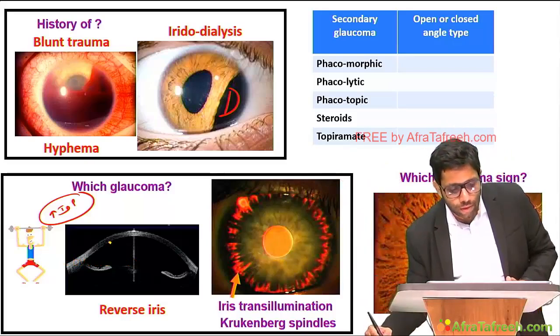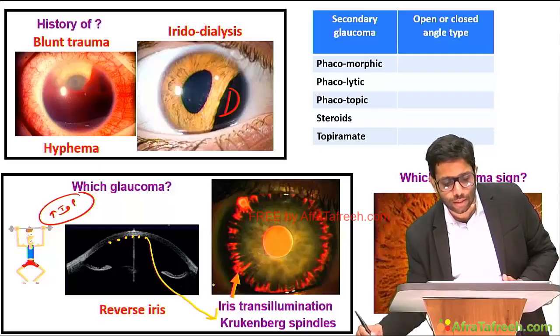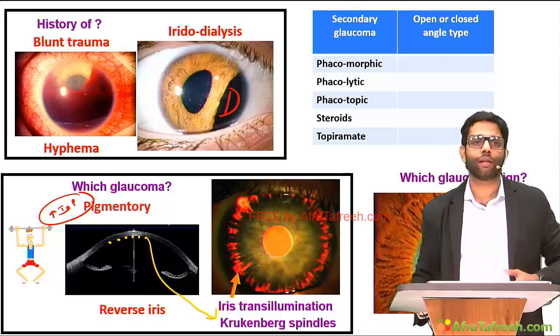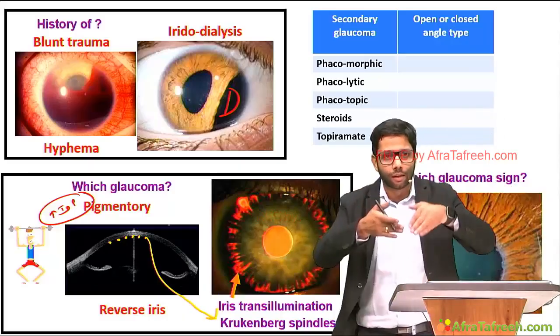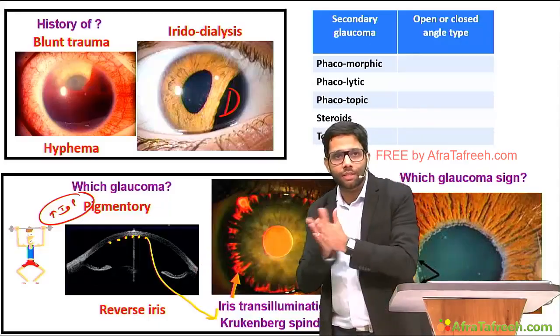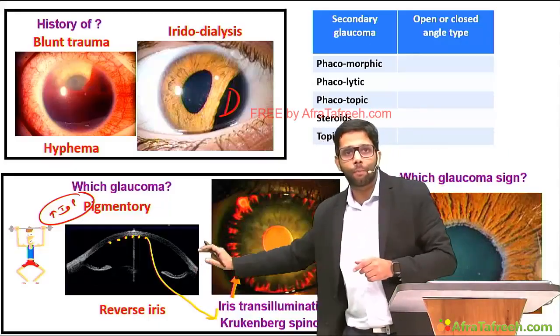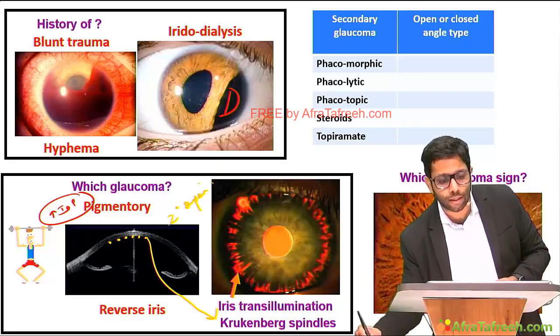Some iris pigment can stick to the periphery of the cornea, that is Krukenberg spindles. That is known as pigmentary glaucoma. Mostly seen in young males. High IOP after exercise. Reverse configuration of the iris. So during exercise, the zonules and iris rub against each other. Iris loses the pigments, blocks the trabecular meshwork. That's why it is a secondary open angle mechanism glaucoma.